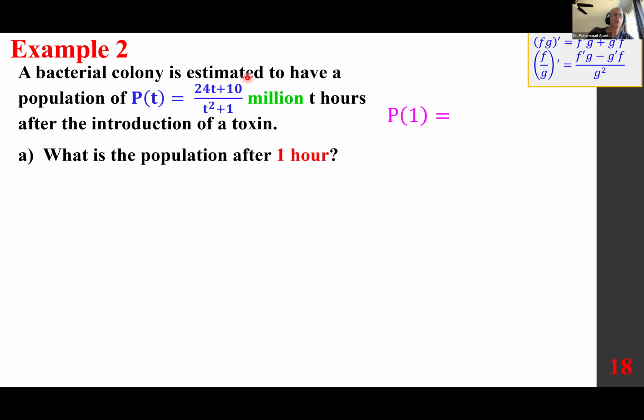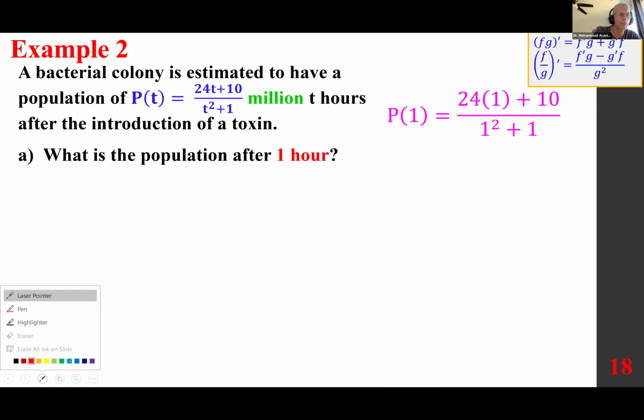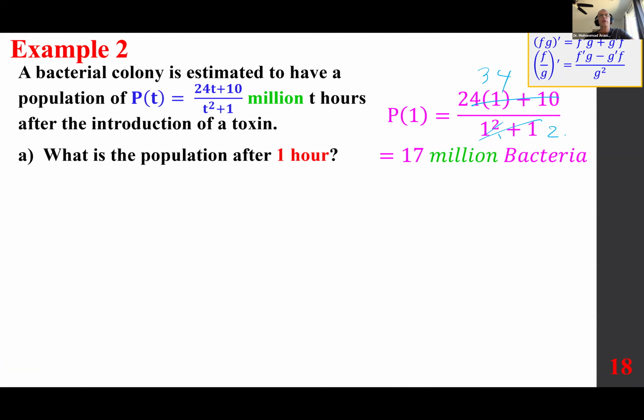So we get 24 times 1 plus 10 over 1 squared plus 1. 24 times 1 is 24. Plus 10 is 34. 1 squared is 1. Plus 1 is 2. And we get 17 million bacteria.